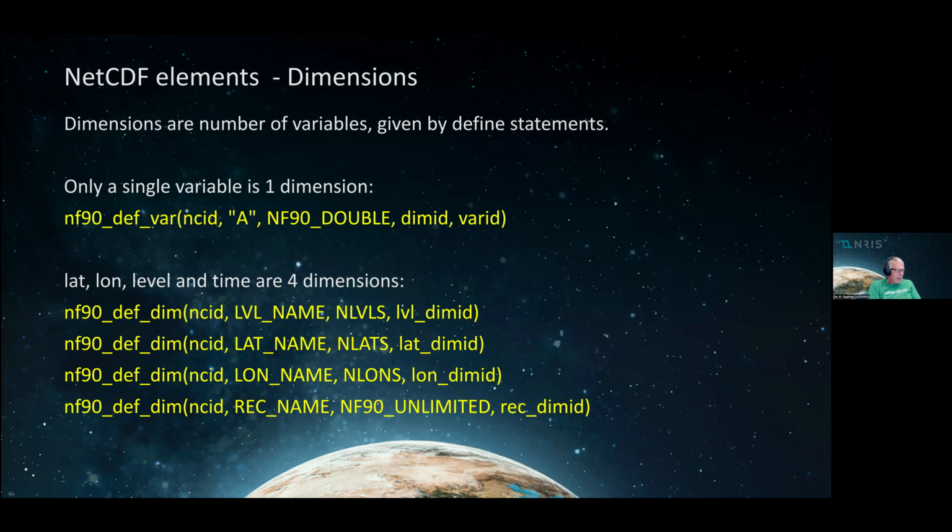And we have a record name, and we declare that one as unlimited. That's the time dimension, which is unlimited, and we call it the record dim ID. You have to use unlimited, which means that this dimension has no set length. And the record is used for the time stamp, or the record in time. So you have to remember all of this by now, but I'm just showing you some examples of how things work.